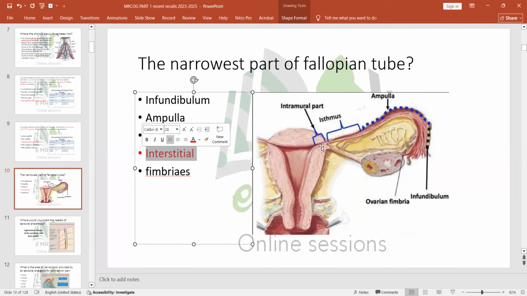So this method is now obsolete in the UK anyhow. And the device was a coil. This coil was inserted in the narrowest part of the fallopian tube, which is intramural or interstitial. Both are the same terms. Not the isthmus. I really don't care if anyone answers it incorrectly, but for those who are attending with me now, I'm begging you, it's not the isthmus.